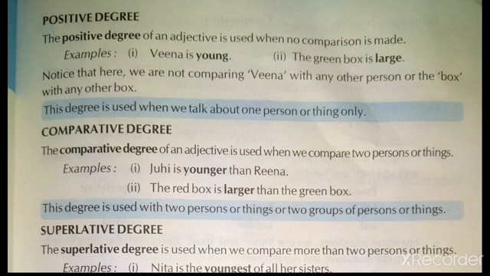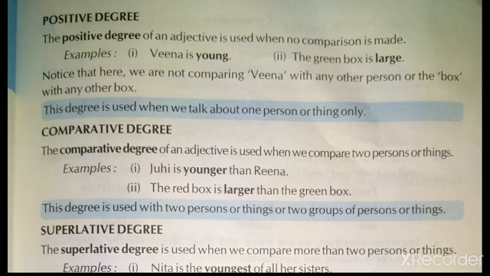For this, we see examples here. Veena is young. The green box is large. Notice that here we are not comparing Veena with any other person, and in the second example we are not comparing the box with any other box. So this degree is used when we talk about one person or thing only.